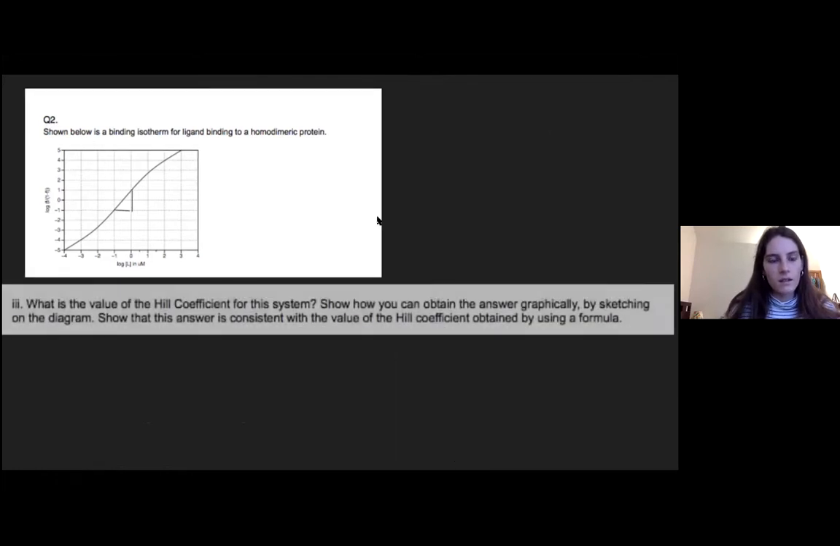And then the third portion of the question is asking about the value of the Hill coefficient. Basically, you need to solve for it two different ways.